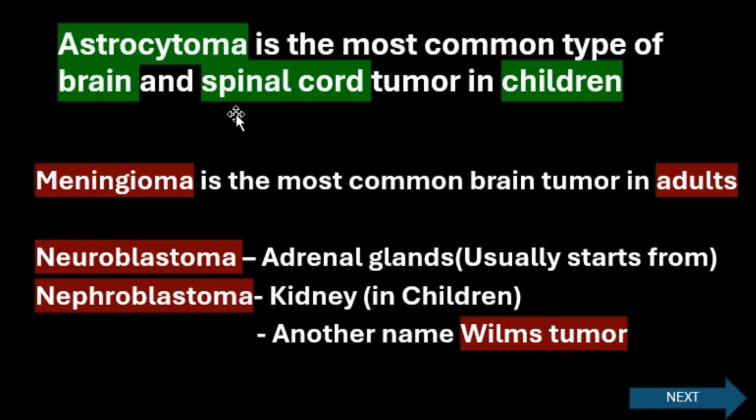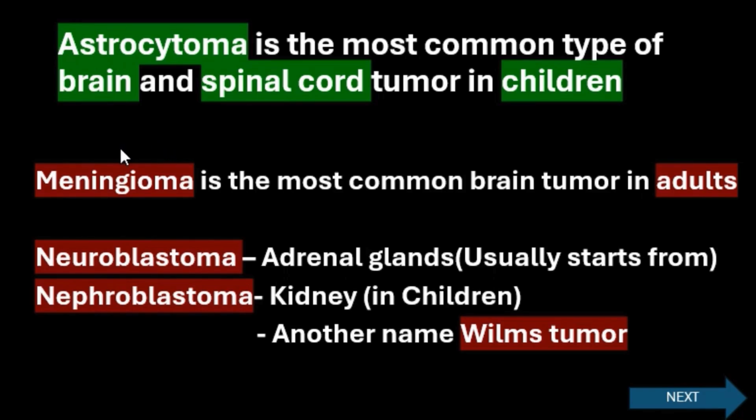Neuroblastoma starts in the adrenal gland and it will spread to some other areas also. Nephroblastoma is the Wilms tumor. It is affecting the kidney in children. So Wilms tumor is nephroblastoma. Then meningioma is the most common brain tumor in adults, and astrocytoma is the most common brain and spinal cord tumor in children. So the right answer is astrocytoma.